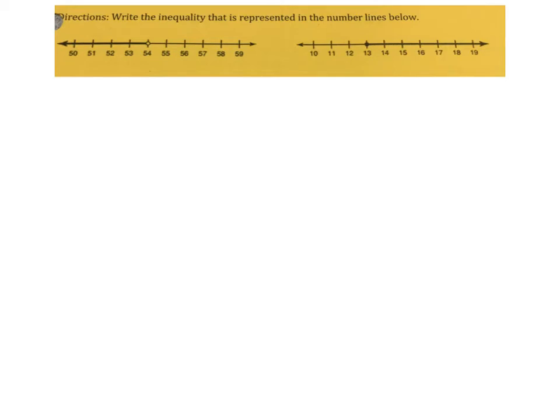For our next 2 problems, we are going to write the inequality that is represented in the number lines below. Okay, so for our first graph, I have all my solutions going to the left, and then I have the number 54. So I'm going to write x, and I'm going to write 54. I notice that all of my solutions are going to the left, so I know that x is going to be less than 54. And since the circle is open, we know that it's not going to be equal to 54, so your solutions can only be less than 54. So x is less than 54.